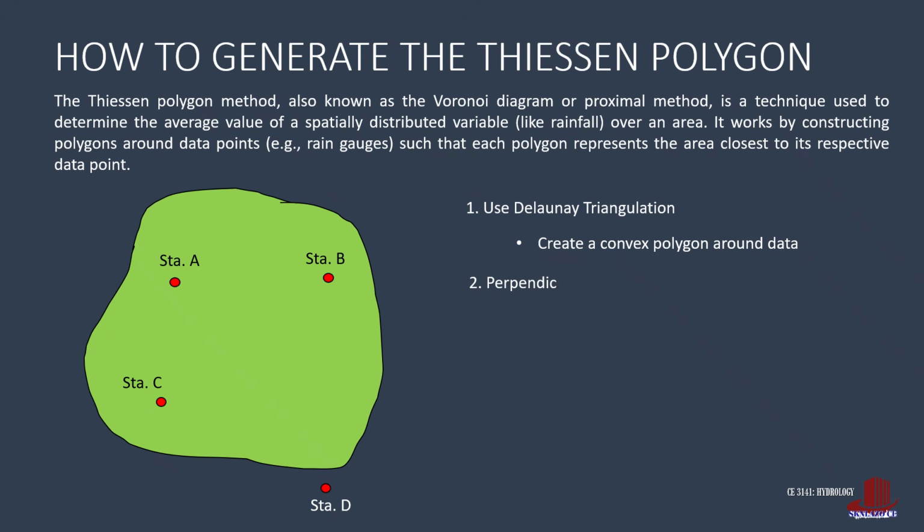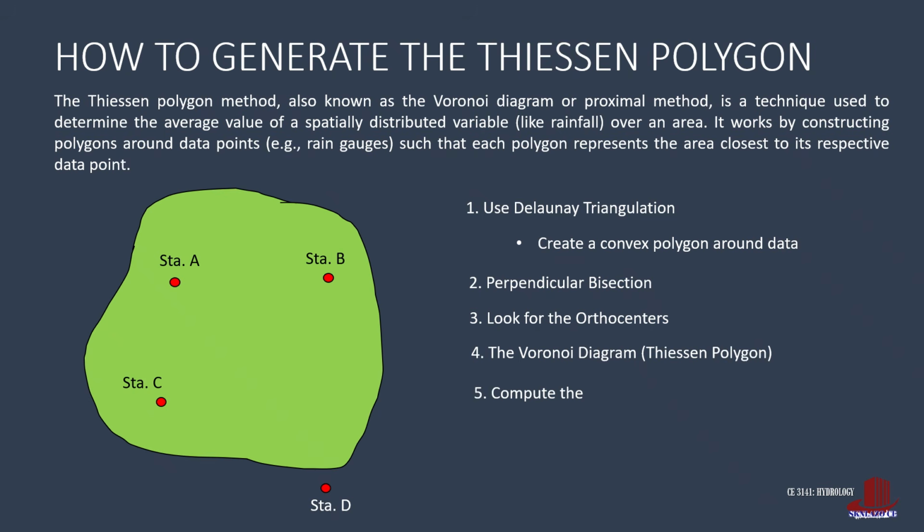The next step is to look for the perpendicular bisectors of each drawn connecting line, and these bisectors are extended until they intersect. This intersection is called the orthocenter of the triangle. From these orthocenters, trace out the Voronoi diagram, or what we term as Thiessen polygon, and then we have the corresponding area for each rain station. The weighted area is then estimated using grid method.